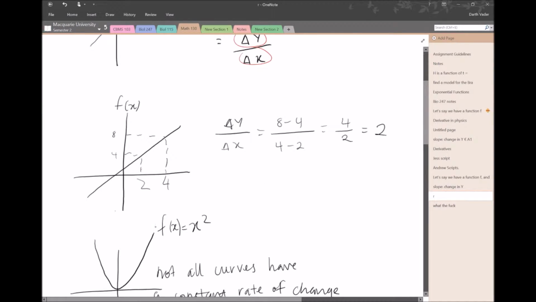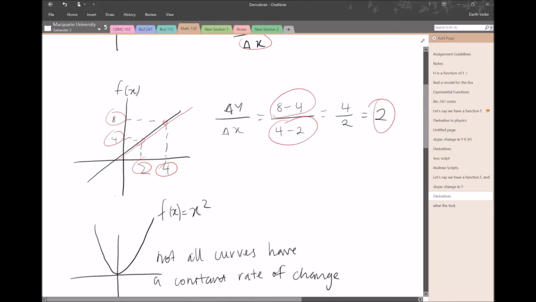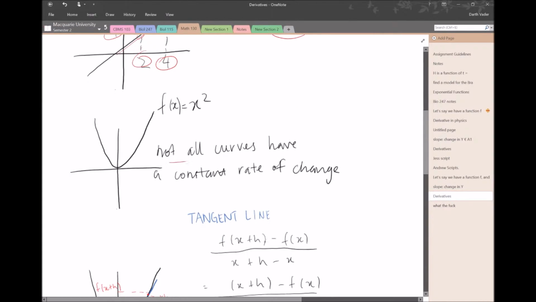If we have the points 4 and 8 on the y-coordinate and 2 and 4 on the x-coordinate, we can calculate the slope. The change in y is 8 minus 4, and the change in x is 4 minus 2. Therefore, the slope is 2, or in other words, the rate of change is 2. However, not all slopes have a constant rate of change.